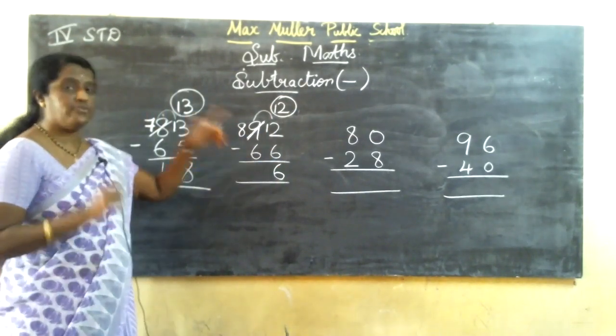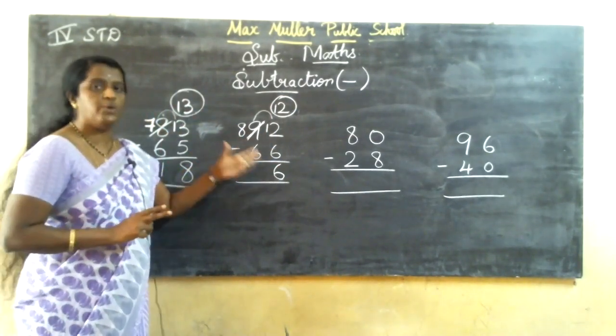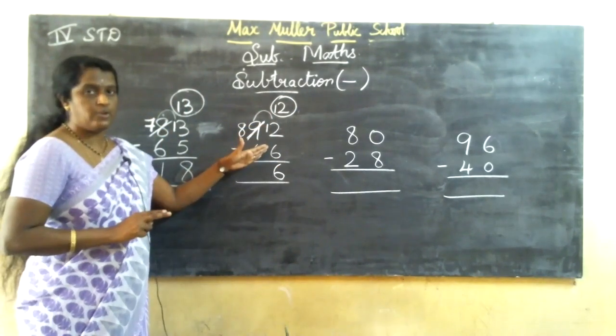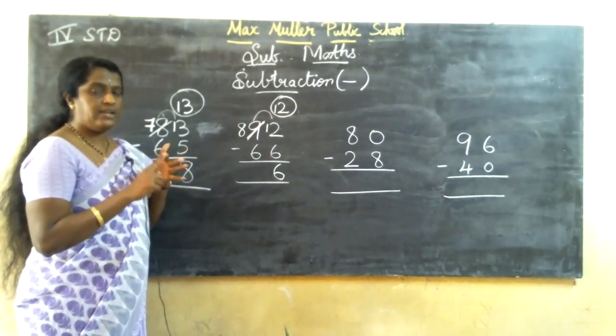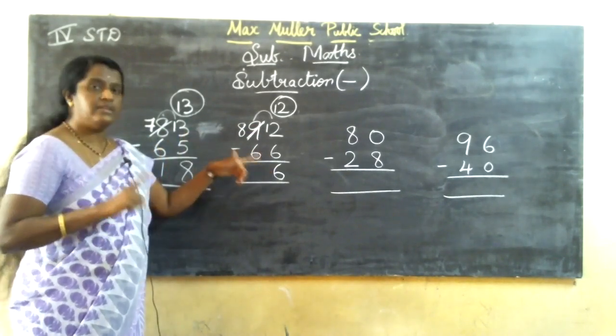8 minus 6. So what remaining fingers it is there? No, that answer only you have to write. So 12 fingers it is not there. So from 6 you should count. 6 afterwards, 7, 8, 9, 10, 11, 12. So your answer is 6.